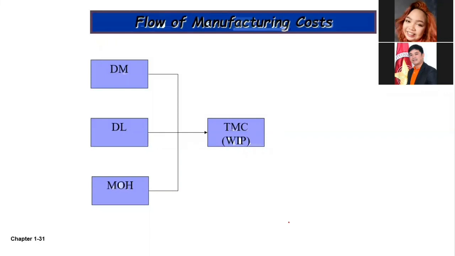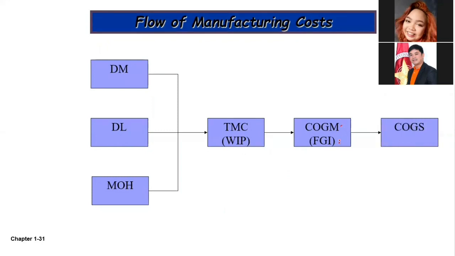Okay? So, after the work in process, ano susunod? Magiging cost of goods manufactured. Matatapos na at magiging finished goods. Diba? Ang cost of goods manufactured, yung finished goods natin, eventually it will be sold. Kaya we now call it cost of goods sold. So mas madali siyang intindihin kapag ginawa natin siyang diagram.